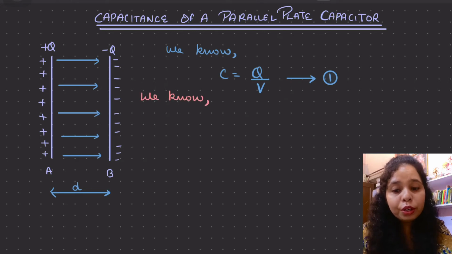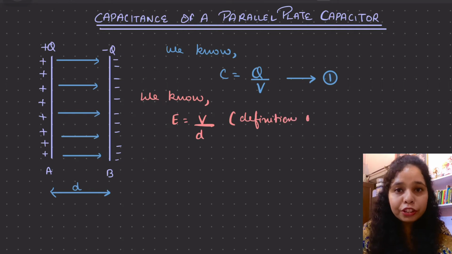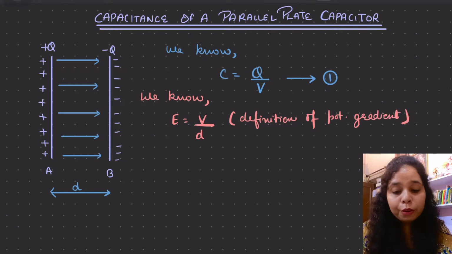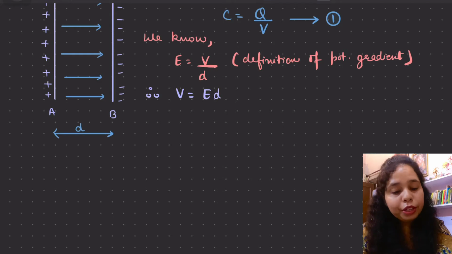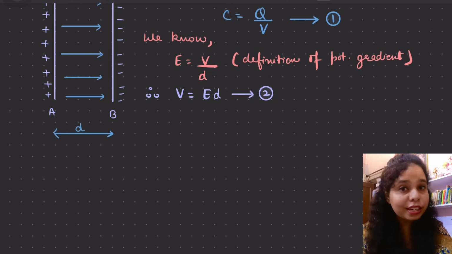Therefore, we need to recall the other definition, that is E is equal to V upon d. This expression comes out from the definition of potential gradient, but this equation could not be used directly. So from this equation, we can cross multiply and find the value of V, that is V is equal to E into d. This is our equation number 2. This is still a raw equation and we cannot make use of it directly.